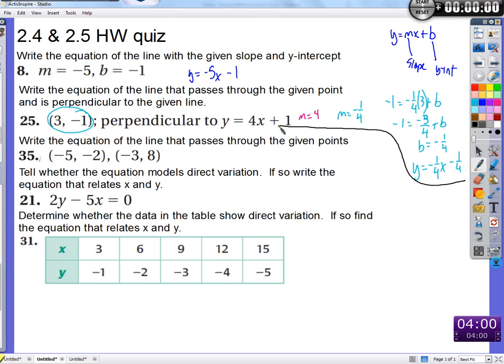Now they give us 2 points. We got a point and another point. What else do we need to complete this equation? Slope. Can we find the slope of 2 points? Yeah. How so?